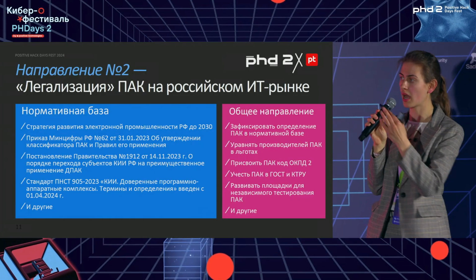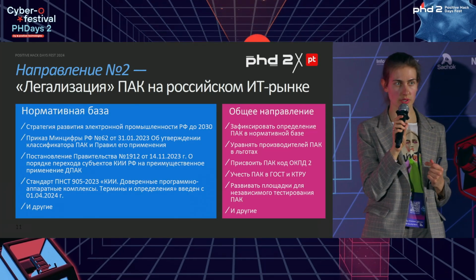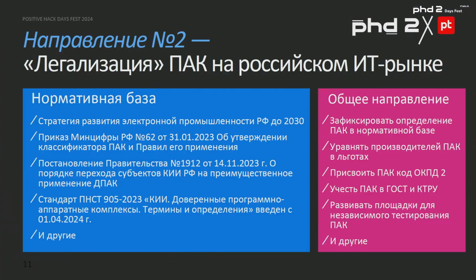Then in November, there was a new decree on the rules of transition of CII entities to the predominant use of these hardware and software complexes. A new term even appears: "trusted hardware and software complex." This is a solution where the hardware part is of Russian production, and the software part should also be of Russian production by the criteria of the Ministry of Digital Development.